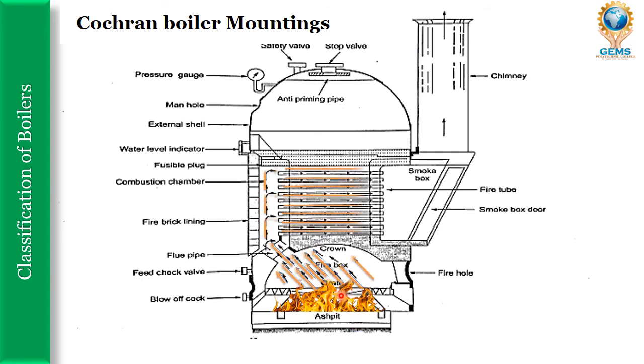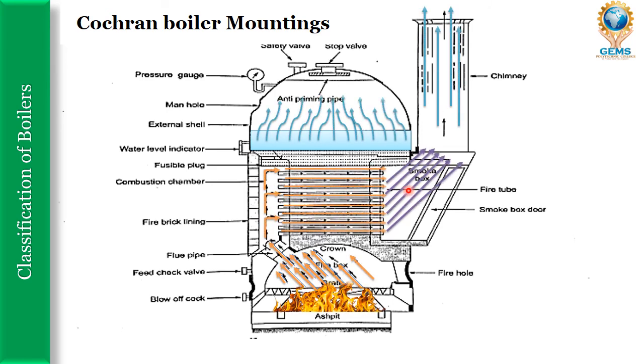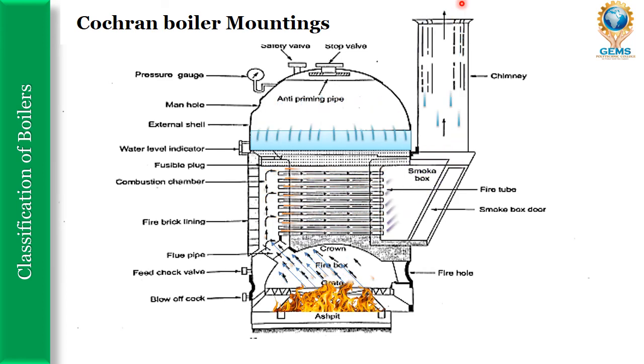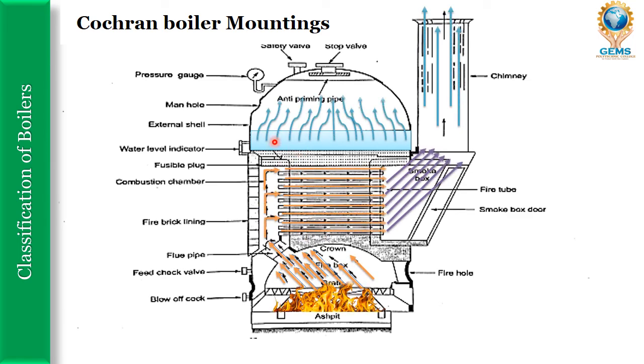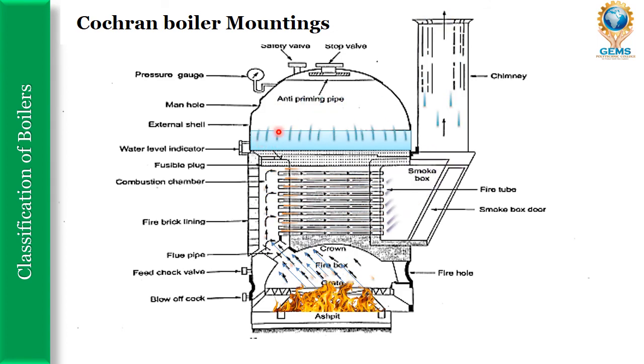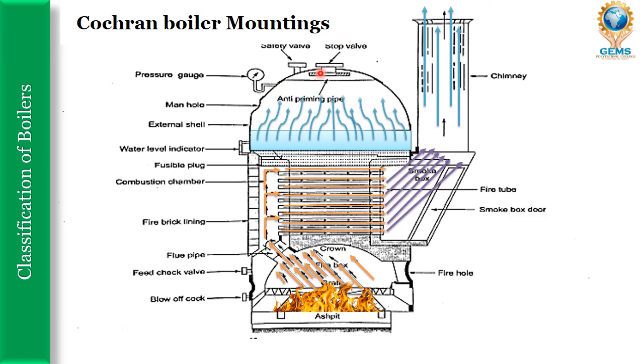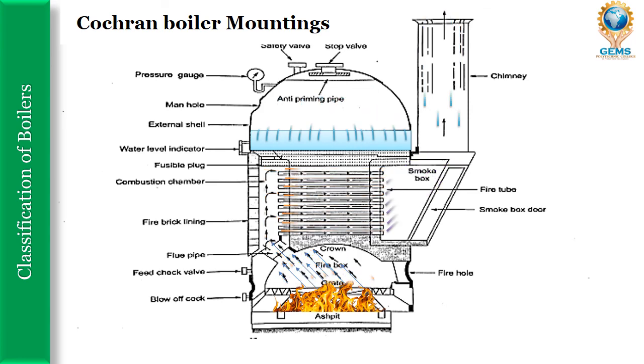Here in the grate only we are giving firing. From this firing, the hot gas flows to the flue pipe, and from the flue pipe to the combustion chamber. It enters into the fire tubes, and after the fire tubes it leads to the smoke box and from the smoke box to the chimney. In this combustion chamber, from the fire tubes, the heat is transferred to the liquid through convection. So the hot water is converted into steam, and the steam is collected in this shell and goes up for the requirements. So this is how the Cochran boiler is working.